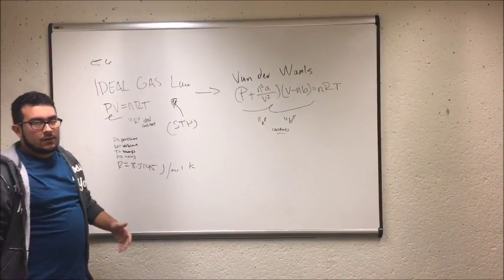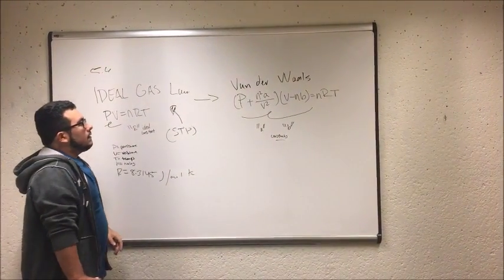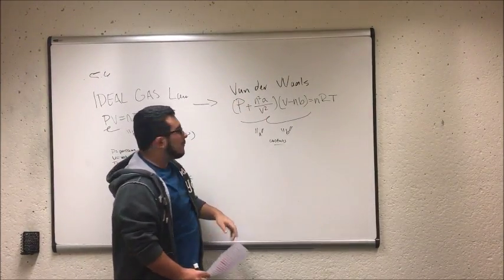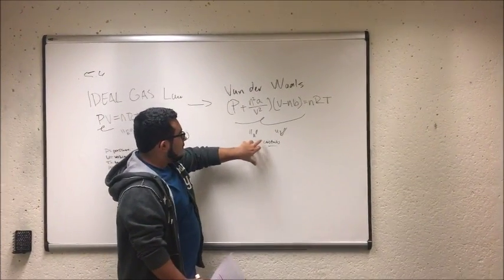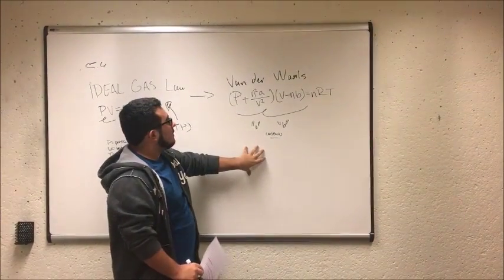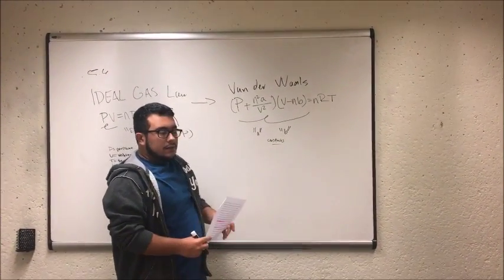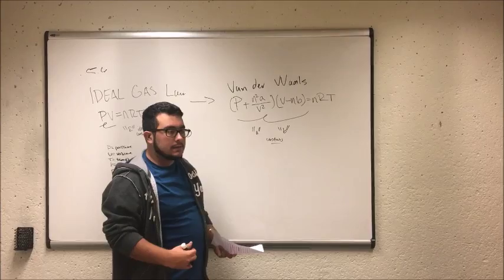But because gases don't always behave the way they should, this guy named van der Waals came up with a totally new equation where a and b are constants, and those are for specific gases. And basically it just accounts for the way different gases would behave.